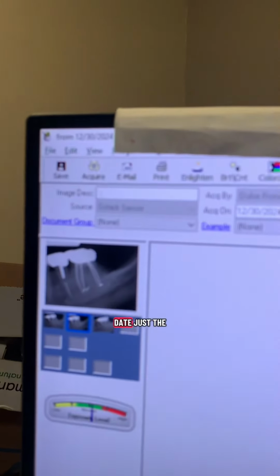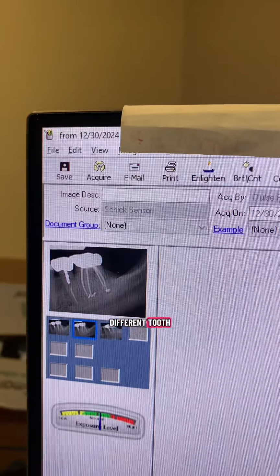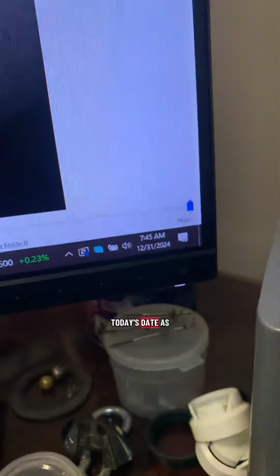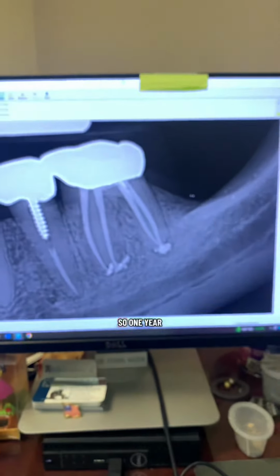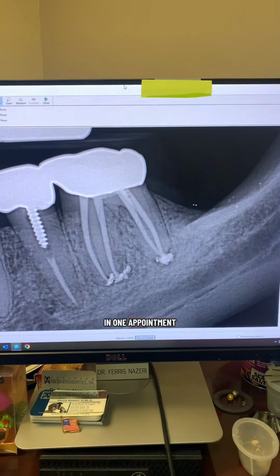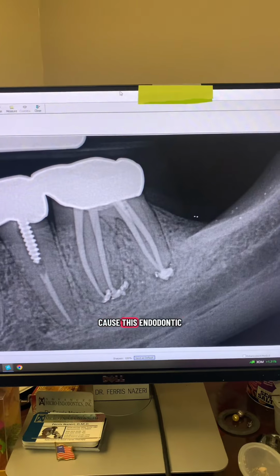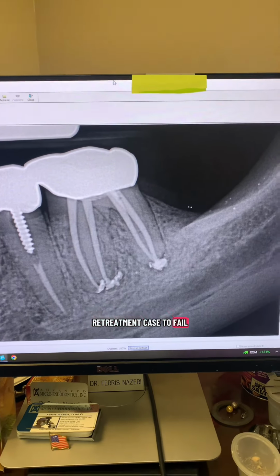And here's the date, just the other day, yesterday, when she came in for a different tooth. And this is today's date, as you can see. So 1 year post-op of tooth number 19, endodontic retreatment done in one appointment did not cause this endodontic retreatment case to fail. And sealer extrusion did not cause this endodontic retreatment case to fail.